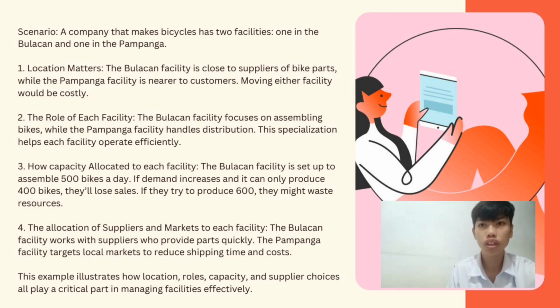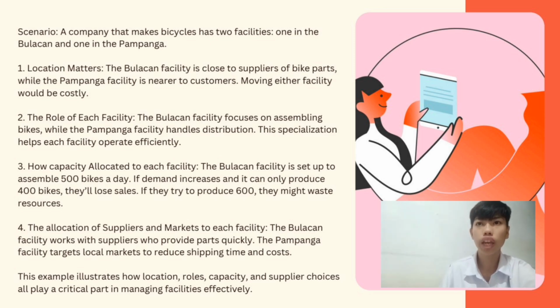4. The allocation of supplies and markets to each facility. The Bulacan facility works with suppliers who provide parts quickly. The Pampanga facility targets local markets to reduce shipping time and cost.